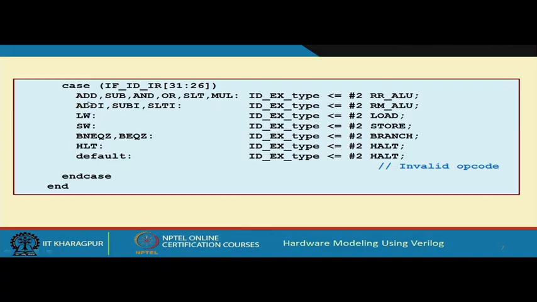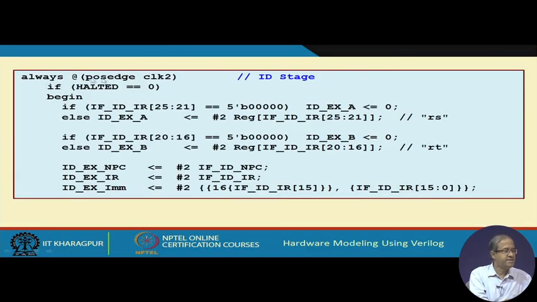Fine. So if it is either add, subtract, and, or, set less than or multiply, you call it the register to register ALU type. If it is add immediate, subtract immediate, SLT immediate, call it RM type. If it is load word, load, store word, store, branch NEQZ or branch EQZ, it is branch, HLT is halt, and by default if it is something else by chance, then also you make it halt. There is an invalid opcode case. Okay, just one thing, this ID stage is triggered by clock 2.